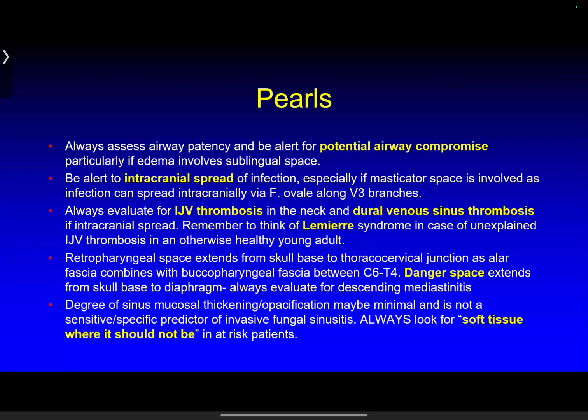I think the last question. There are a couple more. Can we see a retropharyngeal edema in benign conditions or like an incidental finding?